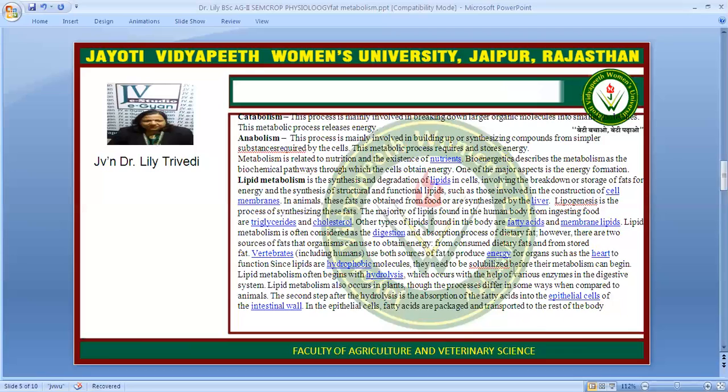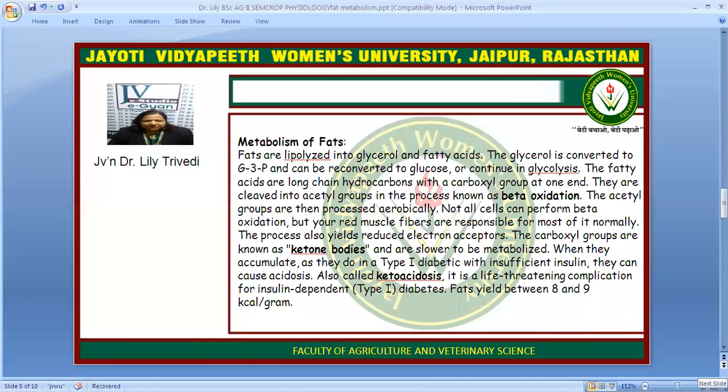The second step after hydrolysis is the absorption of fatty acid into the epithelial cell of the intestinal wall. So this is about lipid metabolism in animals. Now, in the metabolism of fats, the fat is lipolyzed into glycerol and fatty acid. Glycerol is converted into G3P and then reconverted into glucose or continues through glycolysis. The fatty acids are long chain hydrocarbons with a carboxyl group at one end.